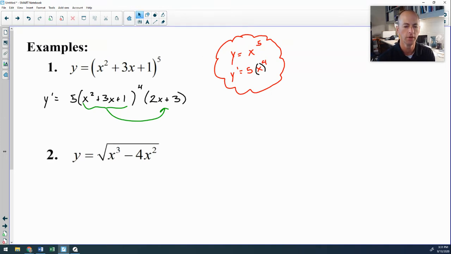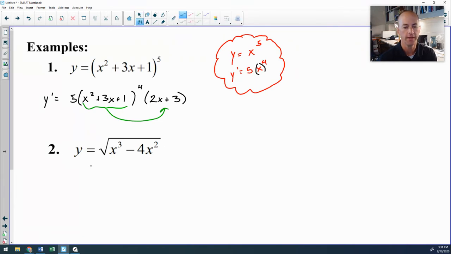So number 2, another situation, I don't have actual parentheses, but we do have a radical. And when I'm doing calculus, I would prefer to see that as x cubed minus 4x squared to the 1/2. And it's the exact same structure we just had for that first example.